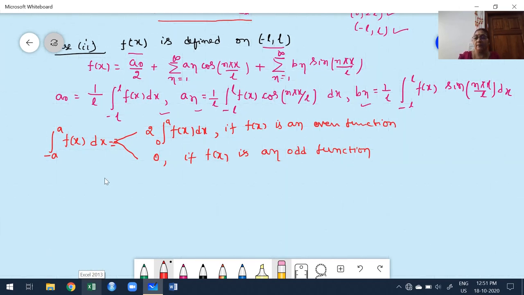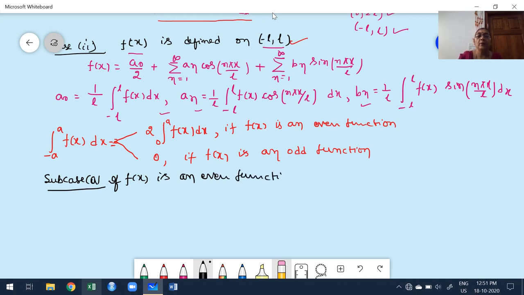Only the thing is, the given interval is in the form of minus L to plus L. The first subcase, subcase 1 or A: if f of x is an even function over the interval minus L to plus L. Before constructing the Fourier series, first we have to verify what happens to a0, an, and bn. What is our a0 formula in the second case? 1 by L, integral from minus L to L of f of x dx.